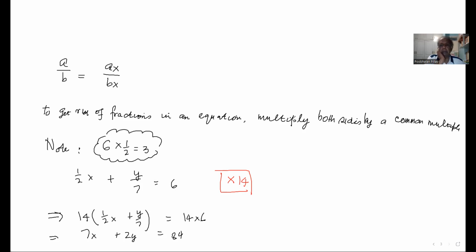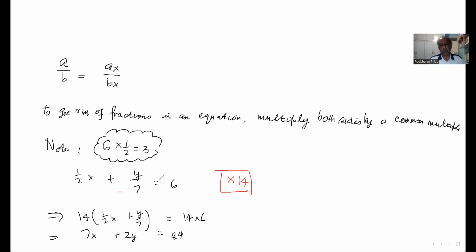In an equation, sometimes you have fractions, like this one here. And the way to deal with equations which have got fractions, I don't know about you, but I don't like to work with fractions. So the way to get rid of the fractions is to look at the denominators, 2 and 7, and look at a common multiple of the denominators. A common multiple is 2 times 7, so that is 14, and you multiply both sides by that common multiple.